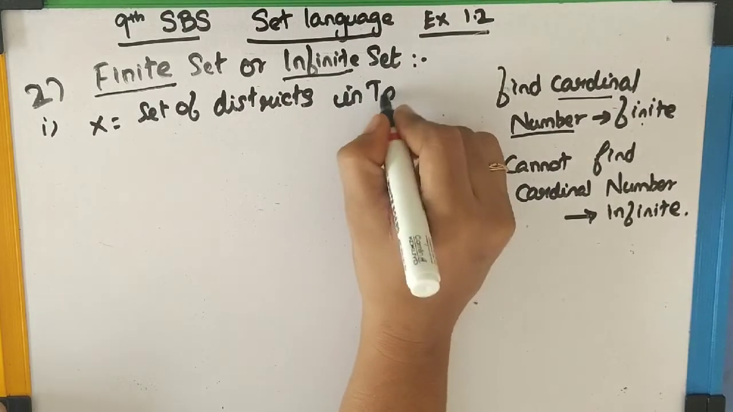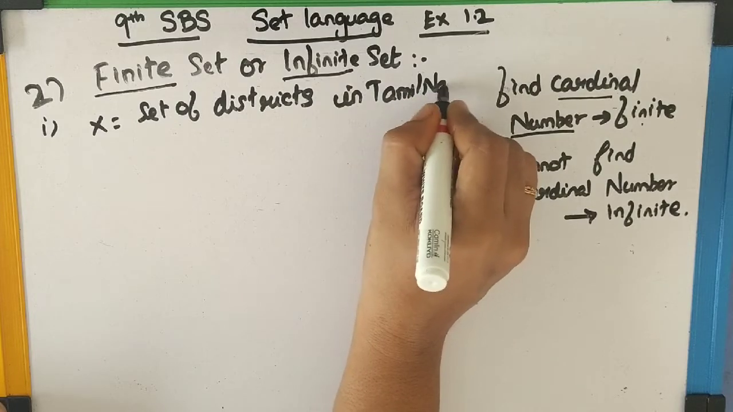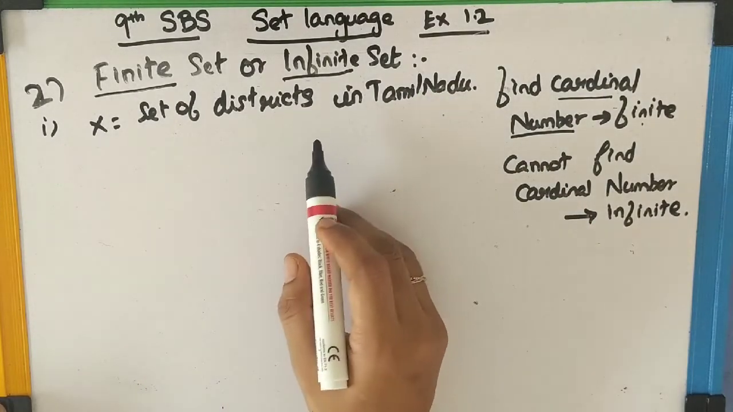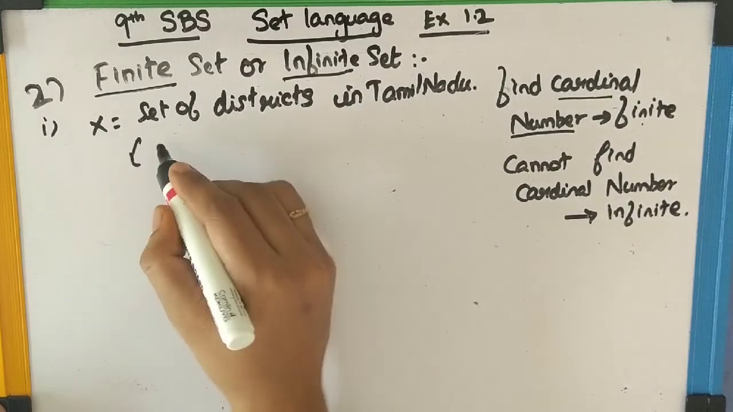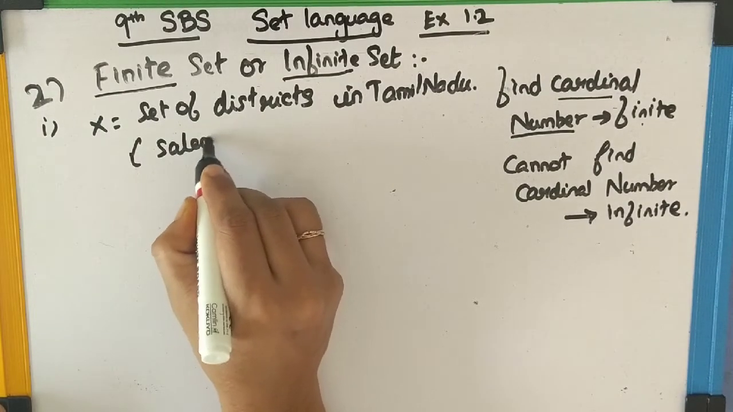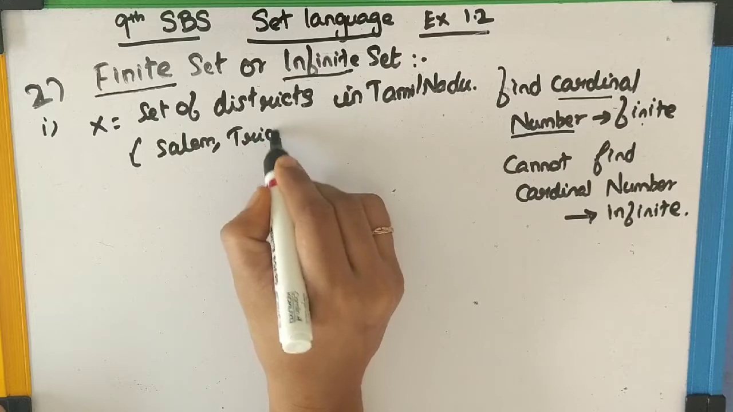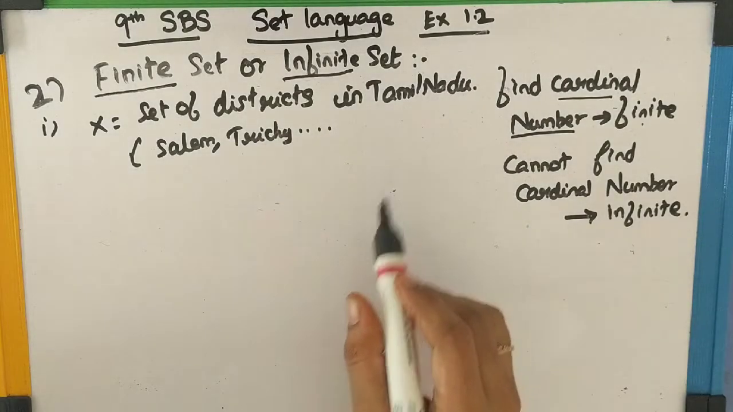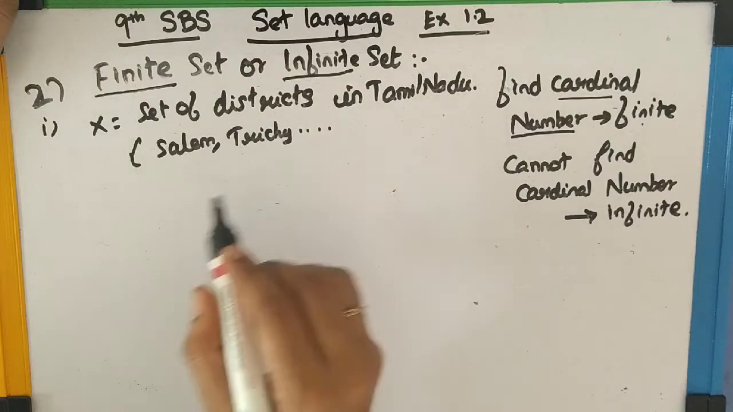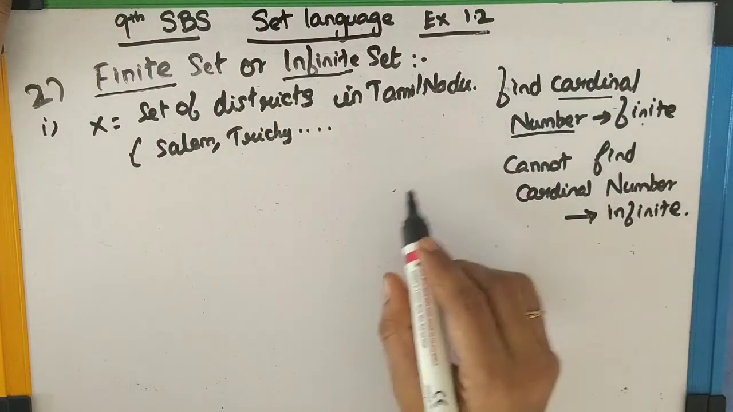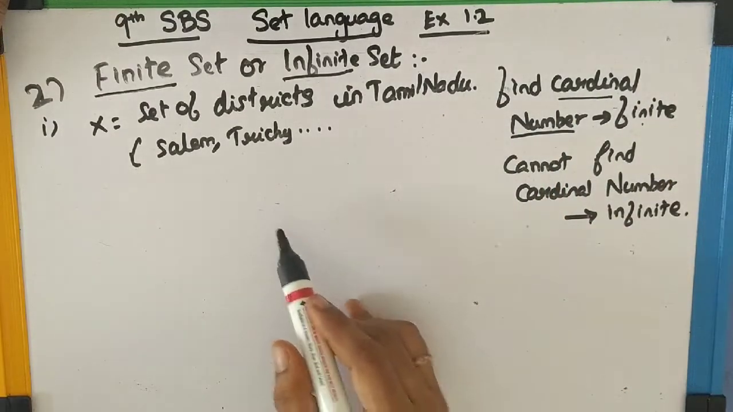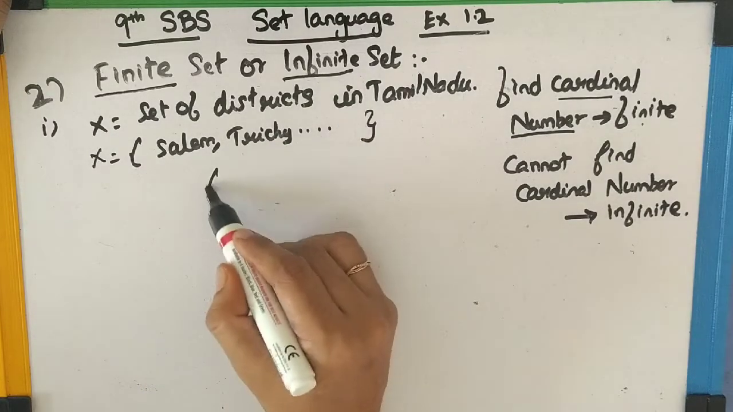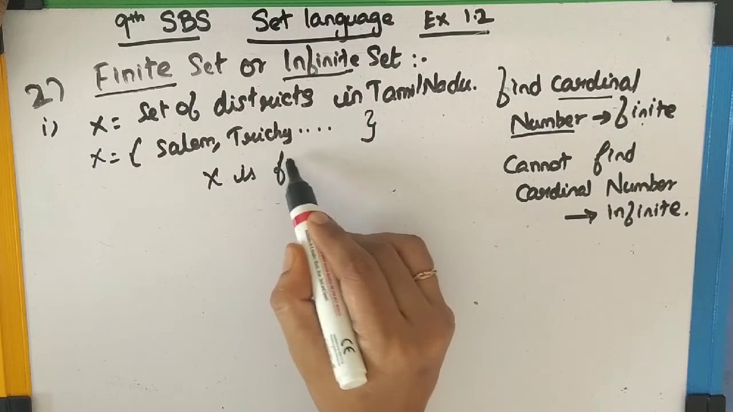Okay? So the first question is X is equal to the set of all districts in Tamil Nadu. Now we can form a list of all the districts in Tamil Nadu, isn't it? We can write X is equal to Salem, Trichy and Madurai, etc. So we can write all the districts in Tamil Nadu and we can count them. So we can find the cardinal number of this set, right? So it is possible to find the cardinal number of X. So X is a finite set.